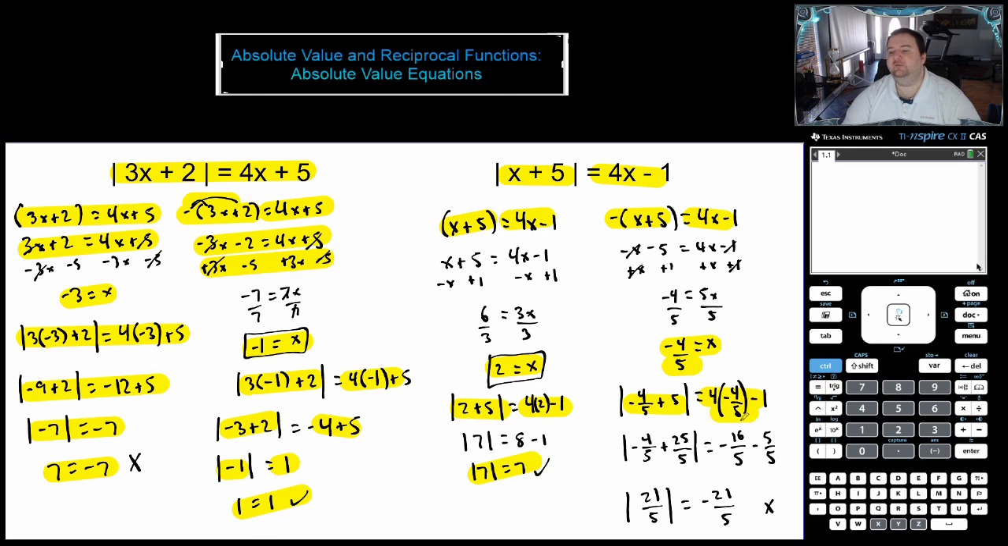Plug negative 4/5 into the other side, make them have common denominators so that you can add or subtract them together, and you end up with negative 21 over 5 equals negative 21 over 5. No, it doesn't. So this is an extraneous solution.